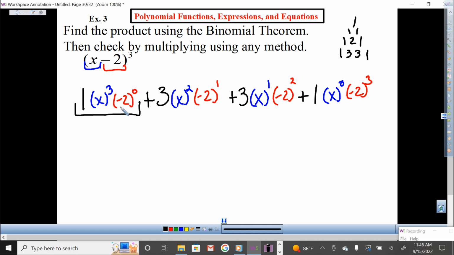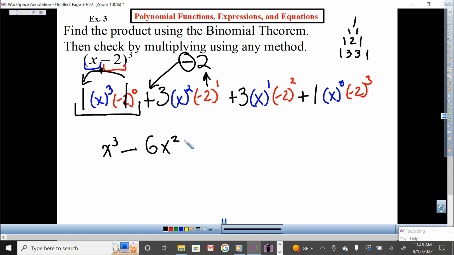Start with this one. What is negative 2 to the 0? 1. What is 1 times 1? 1, and that leaves us with x cubed. Next, what is negative 2 to the first power? Negative 2, is that correct? So now I have a negative. So negative times a positive is a negative. 2 times 3 is 6, x to the second. We're done with the second term.